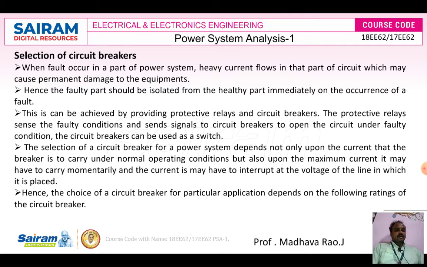The circuit breaker can be used as a switch. Once you switch off, the circuit will be open. When you switch on, the circuit will be closed, so that the machine or equipment will operate. Like that, the circuit breaker also acts. It has two contacts, a moving contact and a fixed contact. When a fault occurs, these two contacts will separate.